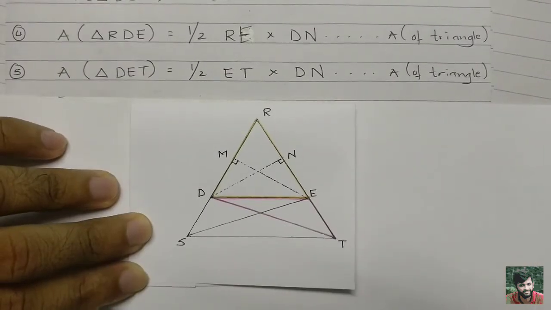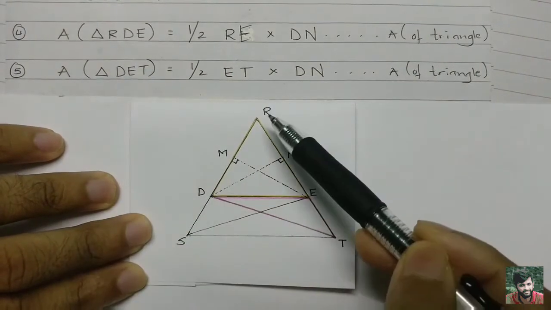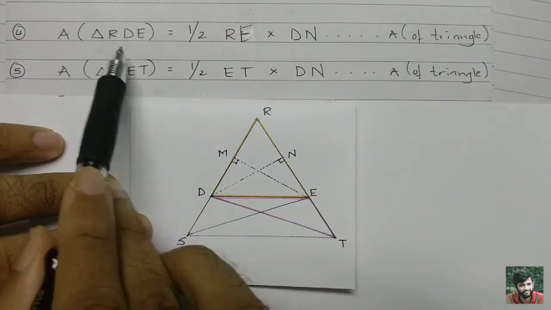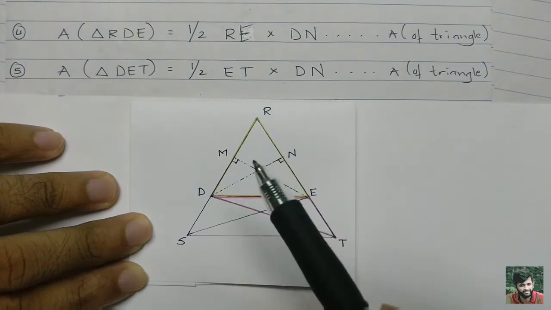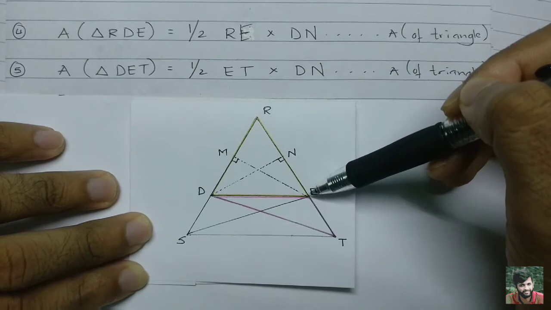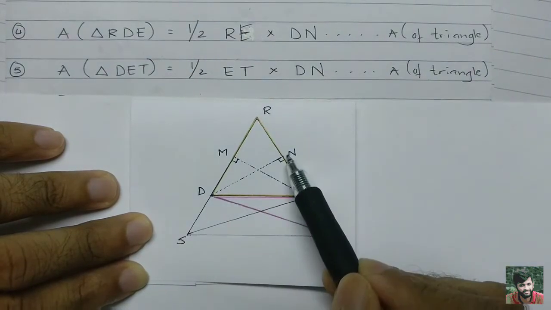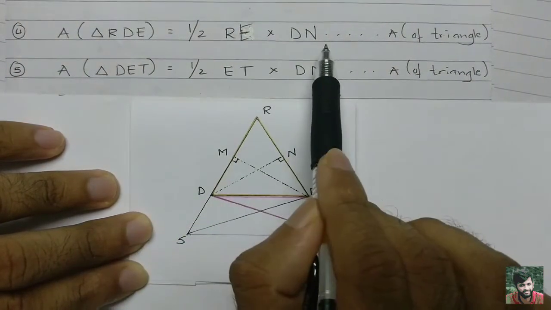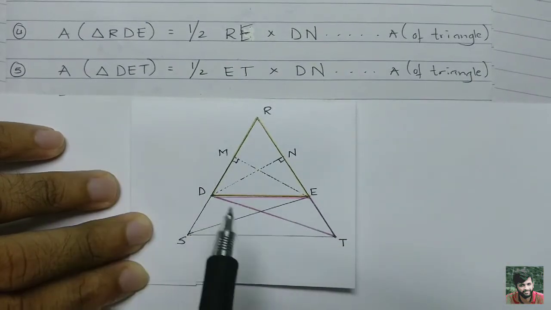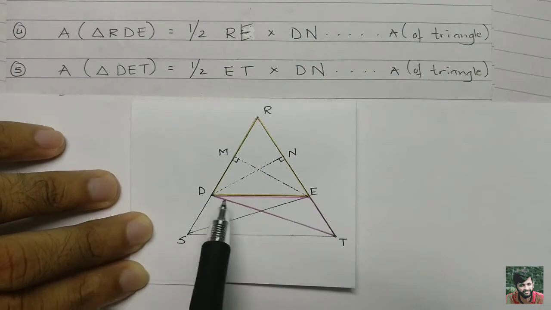For the second part, again, I have taken triangle RDE. So area of that triangle is equal to half base into height. But this time I am taking RE as my base and DN as my height. So half base into height. Reason is area of triangle. And next step, it is DET.